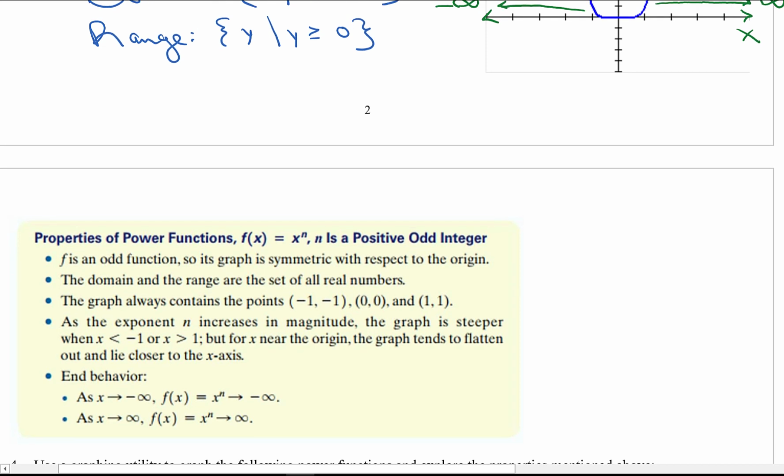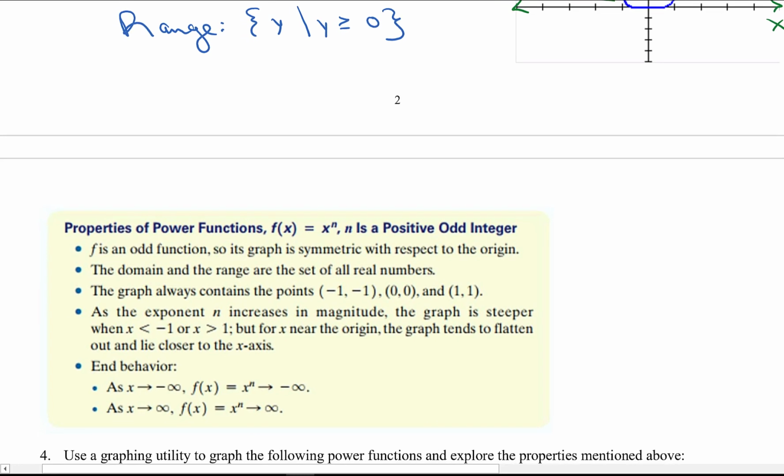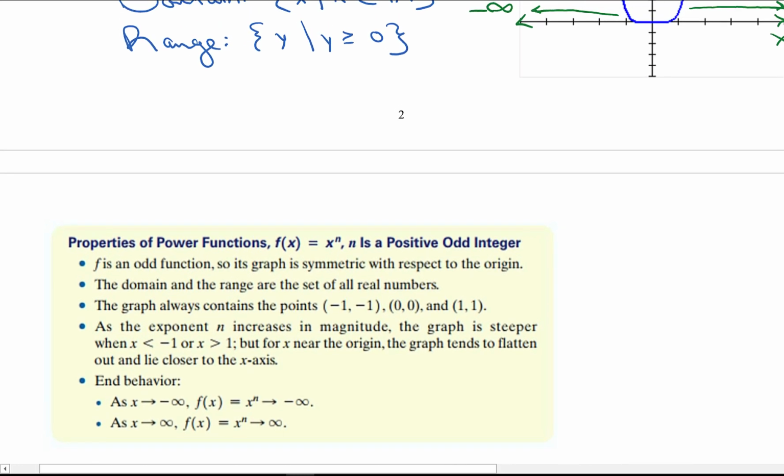Properties of power functions. I know what you guys are thinking. They're like, we already did this. No, we didn't do this one. We were focusing on an even integer power before. So now we're focusing on odd. So, properties of power functions.